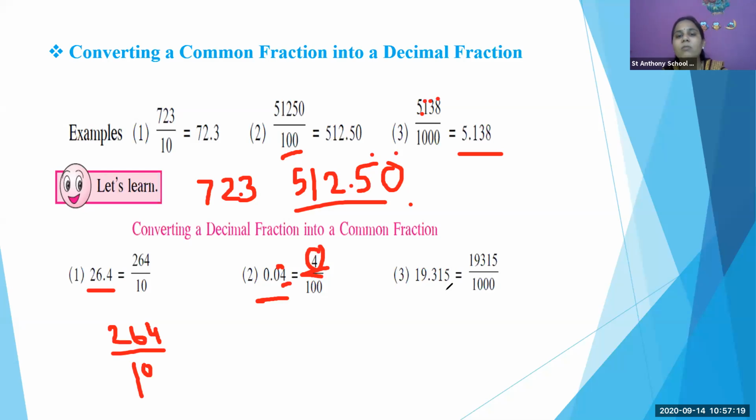Now 19.315. Write down the number as it is in the numerator, 19315. First of all, write down the number as it is in the numerator. Now count the digits after the decimal point: 1, 2, 3. So what number is it? 1000. So 19315 upon 1000 is equal to 19.315. Okay.